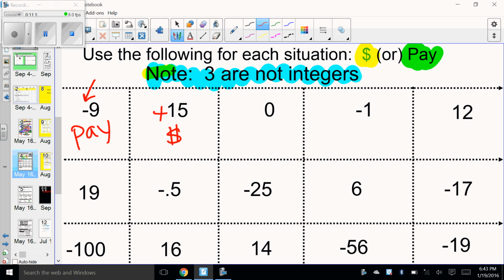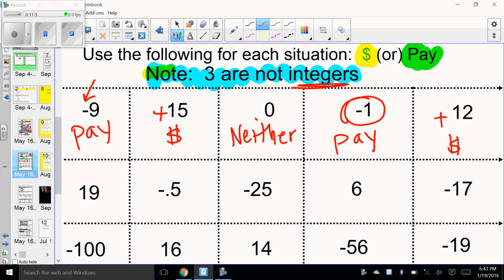The next problem is 0. 0 is tricky because it's not positive, it's not negative, so we would say neither. It's still an integer, however, it's not one of the 3 that are not integers, it's just neither. Next problem then, we have a -1. -1 means that we're going to pay $1. Then we have positive 12. For positive 12, we're going to say that we have $12 in the bank.